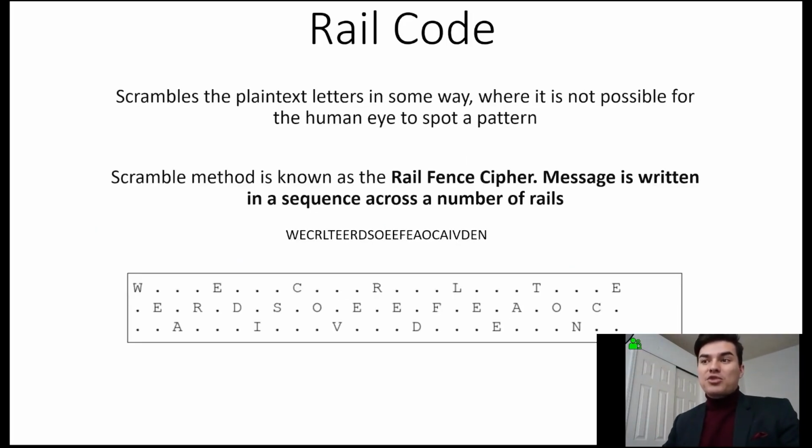Rail code scrambles the plaintext in some way where it's not possible for the human eye to spot it. This scramble method is known as the rail fence cipher, and a message is written in a sequence across a number of rails. So here is the ciphertext. When you try to read it from left to right, you can't really understand what's going on here. However, with the cipher method, you can just read from here.